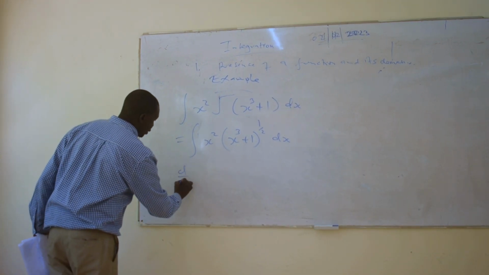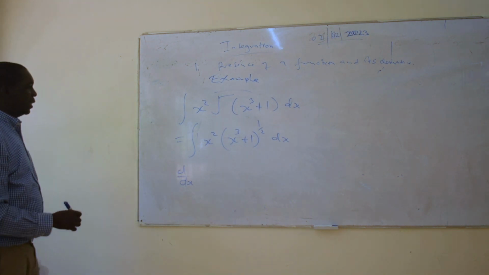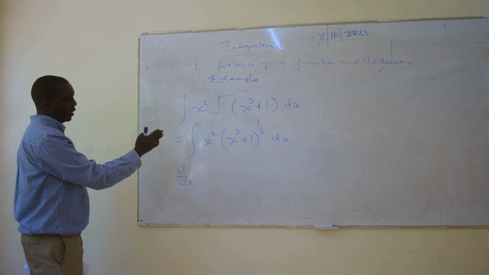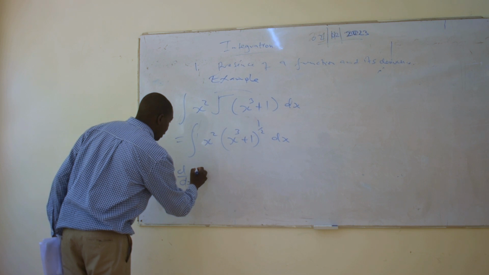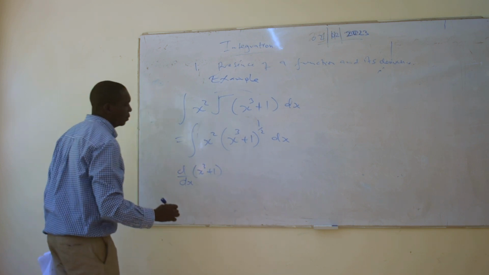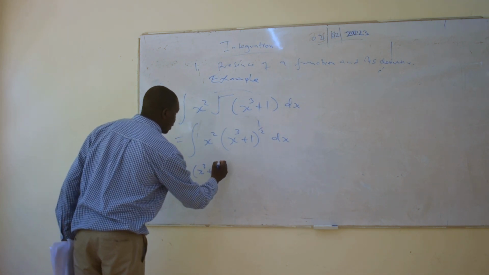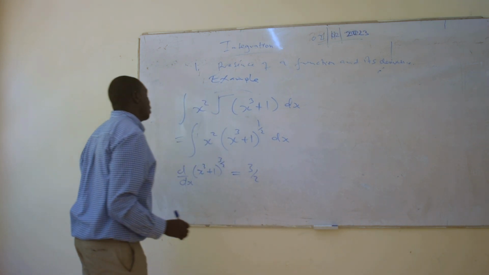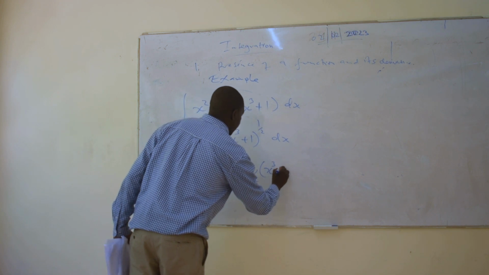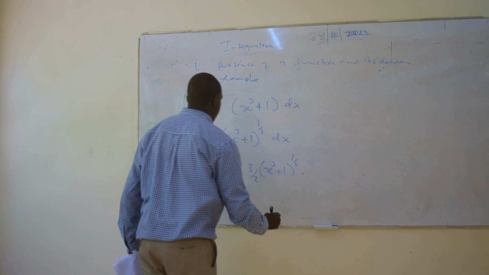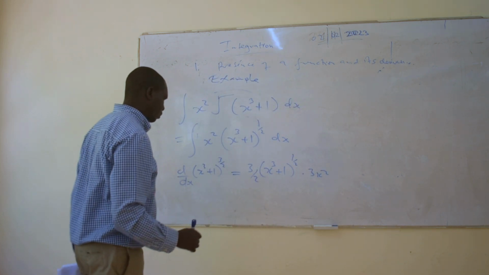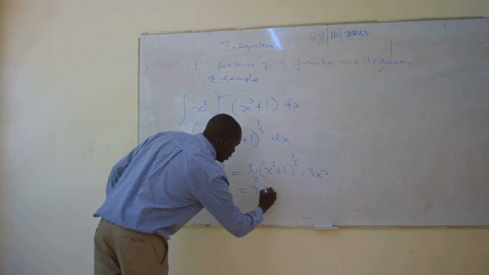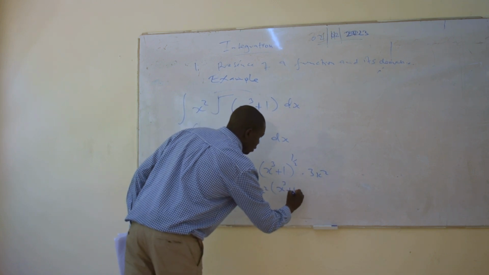So it means that if we look at the antiderivative of the term in the bracket x squared, x raised to power 3 plus 1 raised to power half, that is d dx of x cubed plus 1 raised to power 3 over 2 will give us 3 over 2 in bracket x cubed plus 1 raised to power half times 3x squared, which is equal to 9x squared over 2 in bracket x cubed plus 1 raised to power half.